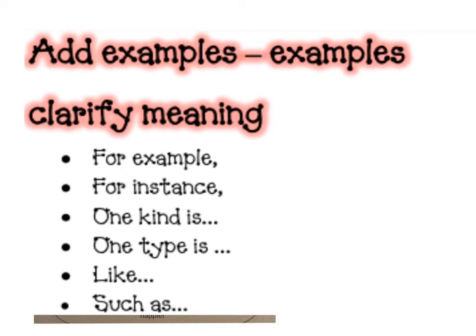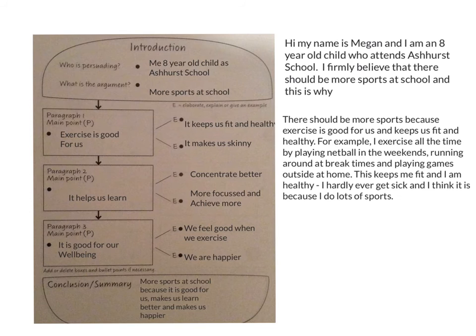So I could use a sentence starter like, for example, for instance, one kind is, one type is, like, such as. So let's have a look at that with our writing. Okay, let's see what I've added to this. So you can see that all of this is what I've added, and that's adding detail by giving examples.